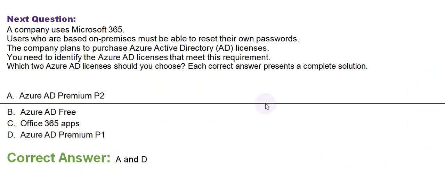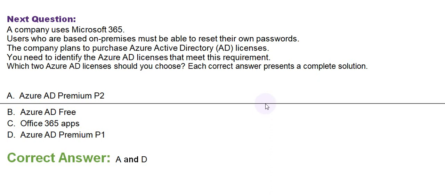Moving towards the next question, a company uses Microsoft 365. Users who are based on premises must be able to reset their own passwords. The company plans to purchase Azure Active Directory licenses. You need to identify the Azure AD licenses that meet this requirement. Which two AD licenses should you choose? Each correct answer presents a complete solution.